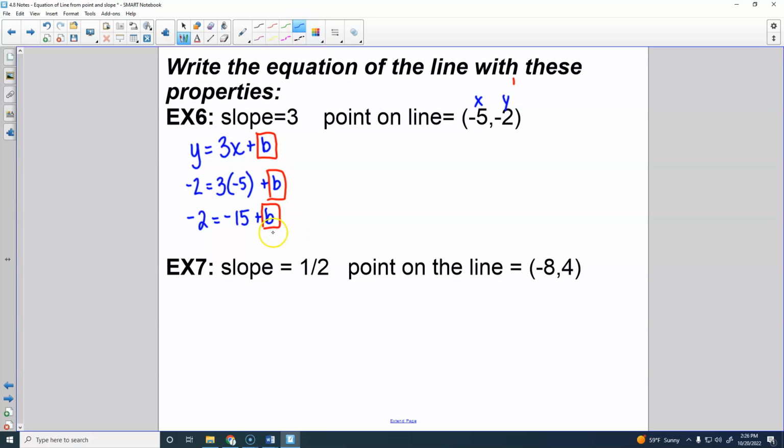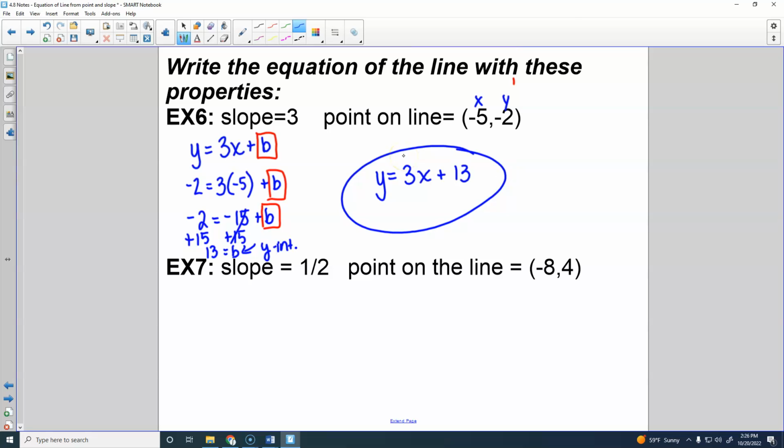So, Savannah, what am I going to have to do? Okay, well, I add that 15. And I'm going to get 13 for my b. That's my y-intercept. So my point is to write the equation of the line. Now I have the slope and the y-intercept. So the equation is going to be y equals 3x plus 13.